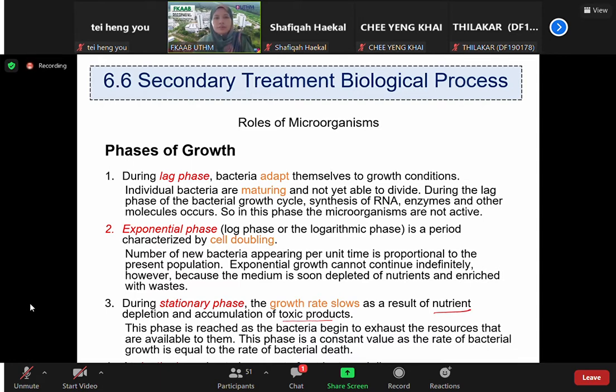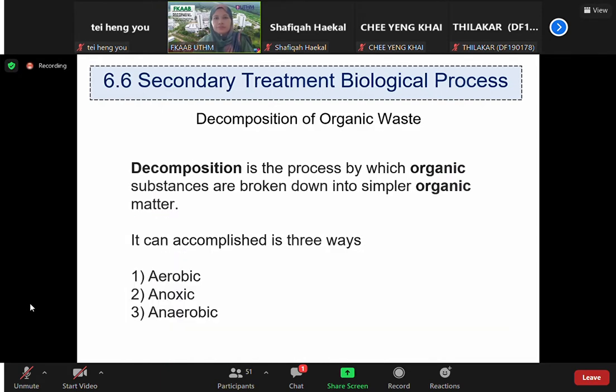So this is the process of the microorganisms. Okay, remember that these microorganisms have an important role in degrading your organic matter, organic matter in the wastewater, right? Okay, decomposition of the organic matter by using the microorganisms, we can accomplish by using 3 ways. Tadi saya dah katakan, with the oxygen, and without oxygen.